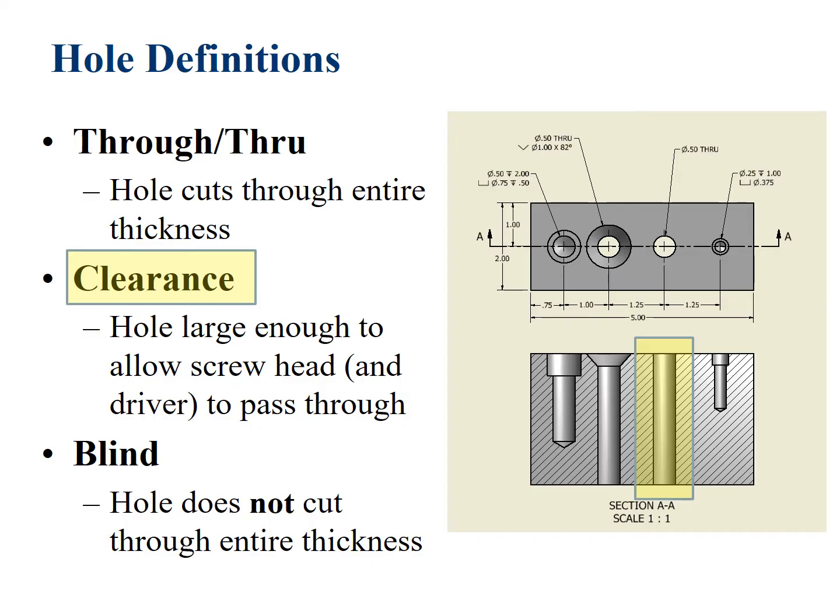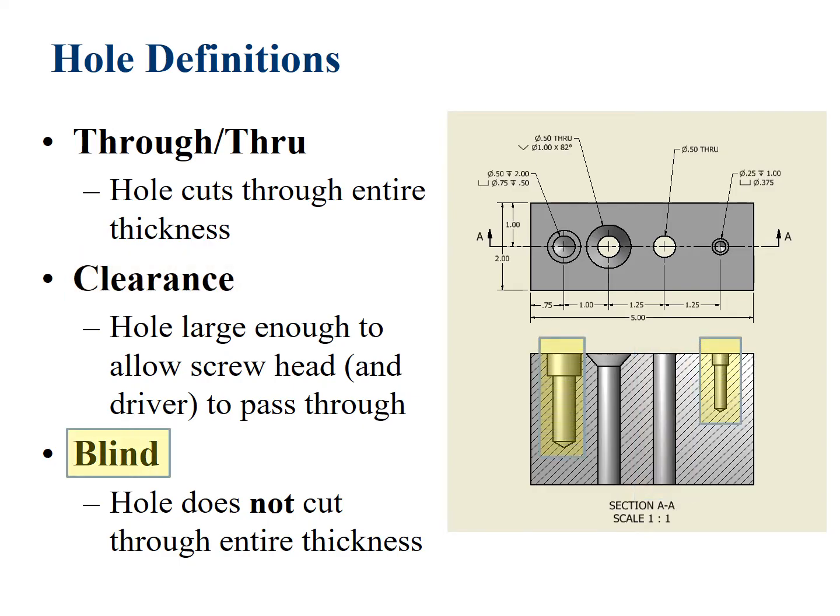Next, there is the clearance hole. This hole is large enough to allow a screw head and a driver to pass through. Next, there is the blind hole. This hole does not cut through the entire thickness of the part.